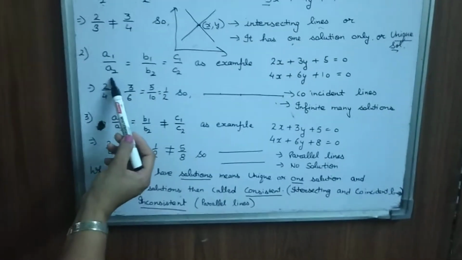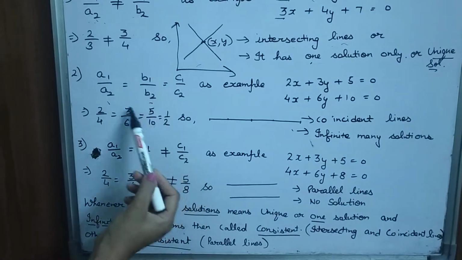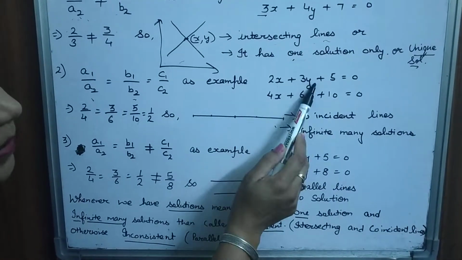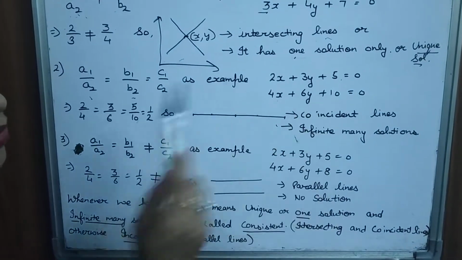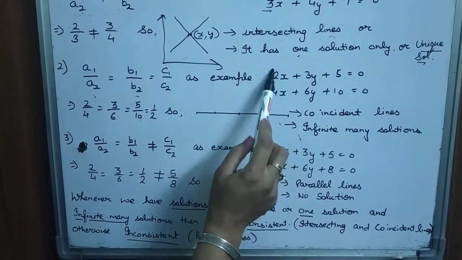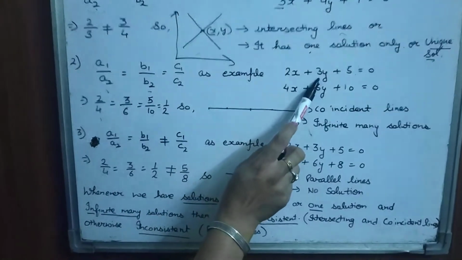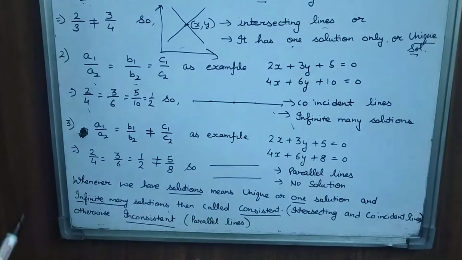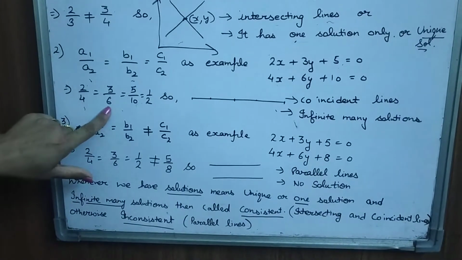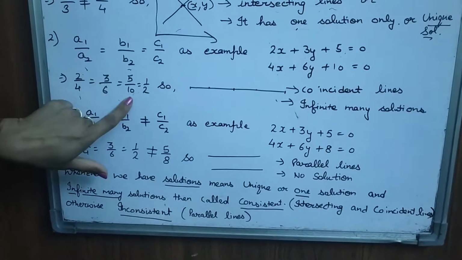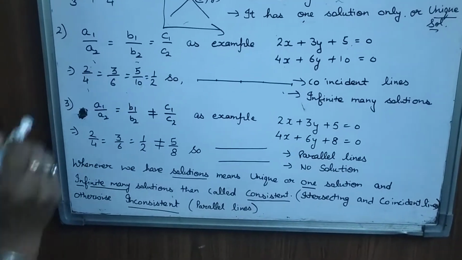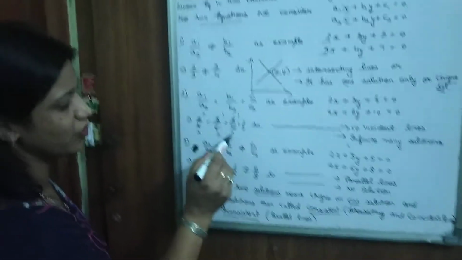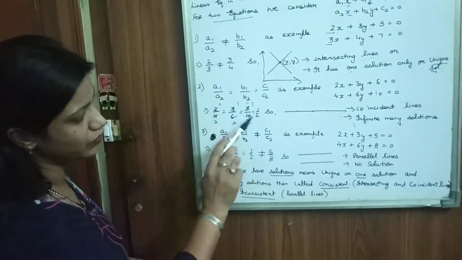It is when a1/a2 = b1/b2 = c1/c2. As an example, 2x + 3y + 5 and 4x + 6y + 10. Now what is a1/a2? It is 2/4. b1/b2 is 3/6 and c1/c2 is 5/10. We know very well that if we bring them to standard form, they are all equal to 1/2. So all three are equal to 1/2.